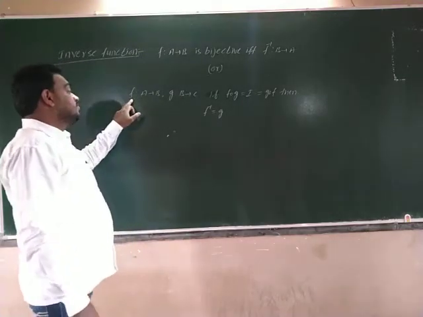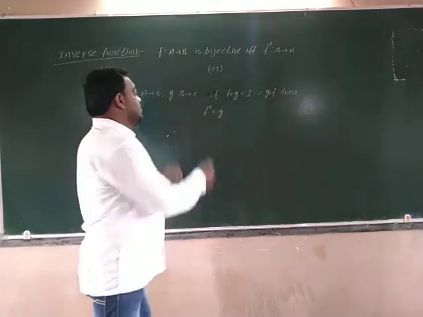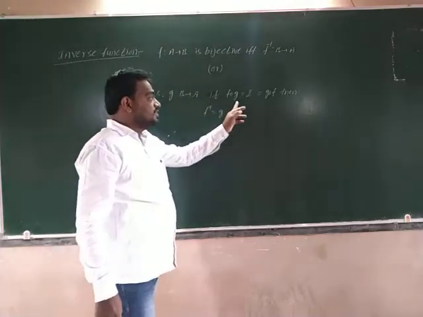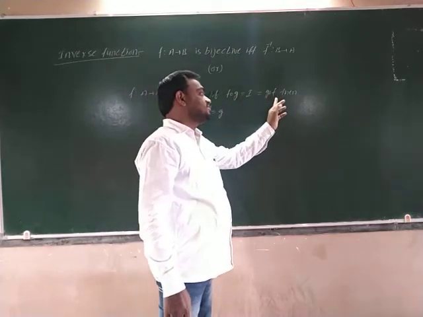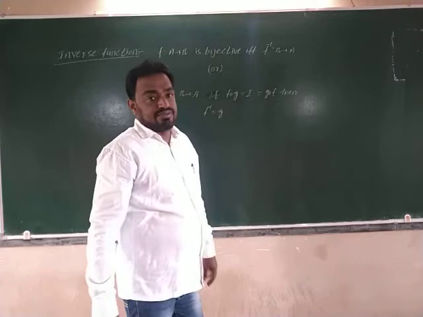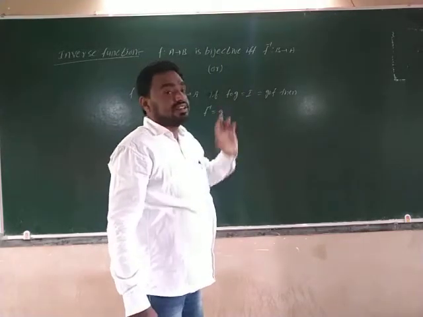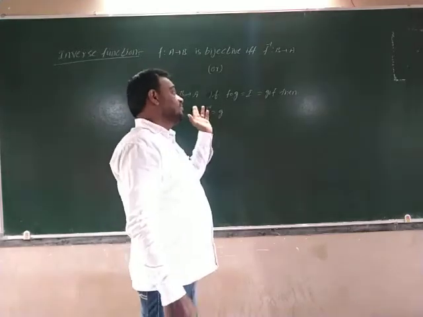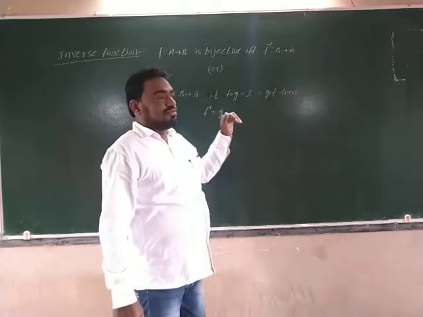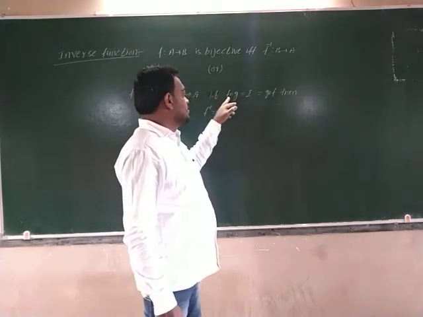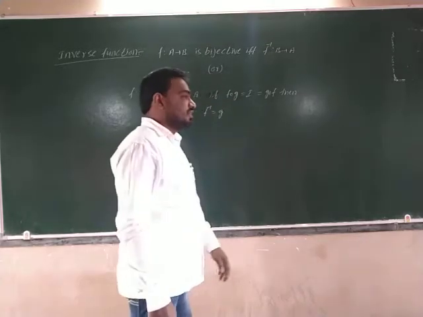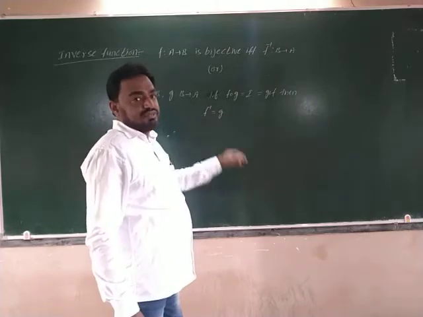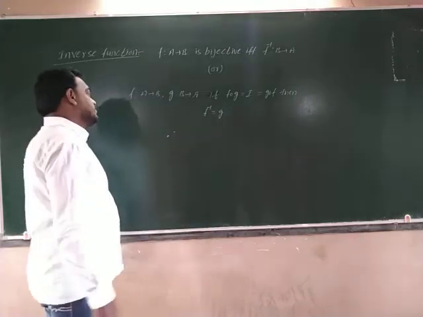What is that? f is mapping from A to B, g is mapping from B to A. If f circle g is equal to I is equal to g circle f, then f inverse is equal to g. What is f circle g, g circle f? We will see after exercise 1.2, in composite functions, where we will discuss f circle g and g circle f. So what is the inverse of the function f? f inverse is equal to g. This is the inverse of the function.